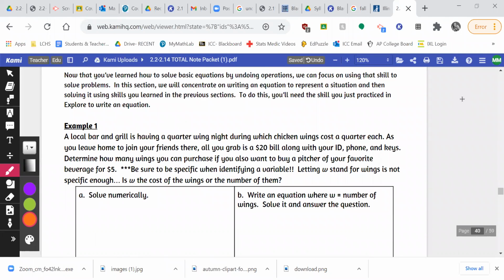So now that you've learned how to solve basic equations by undoing operations, which we learned about in section 11, we can focus on using that skill to solve problems. In this section, we will concentrate on writing an equation to represent a situation and then solving it using skills you learned in the previous sections. To do this, you are going to use a skill that we just practiced in the Explore activity, which is how to write an equation.